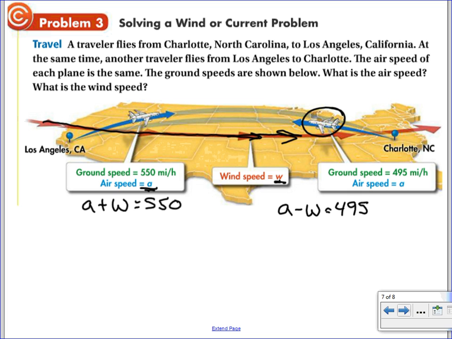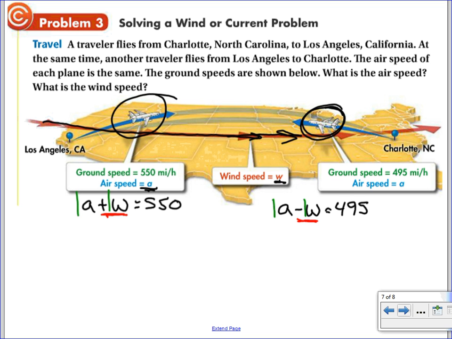The reason I'm using a minus sign instead of a plus is because this plane was being pushed by the wind, and that plane is getting pushed against. One has the wind at its back, one has it at its front. So what we have now is a positive W and a negative W, and they all have coefficients of 1. But since the W's are already opposites of each other, we're going to use elimination.